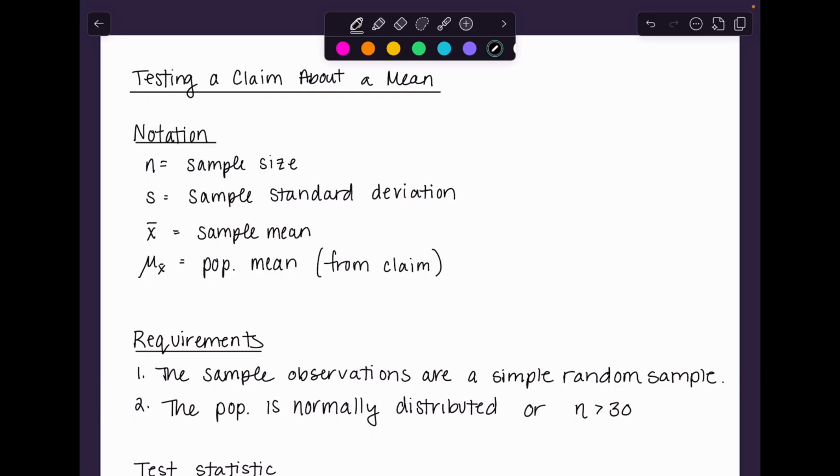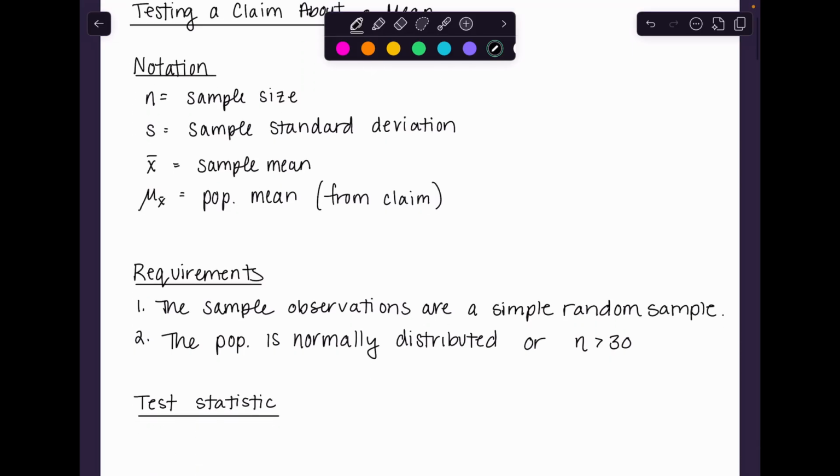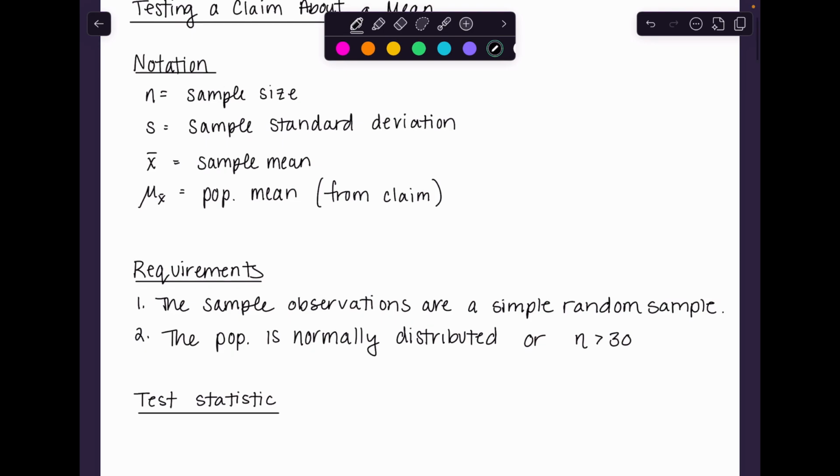We have two requirements to be able to do this. It's a little bit more lax than the last one. You still need a simple random sample, and then you need your population to be normally distributed, or you need the sample size to be bigger than 30. As long as one of those is true, you're good for the second requirement. They can both be true though.